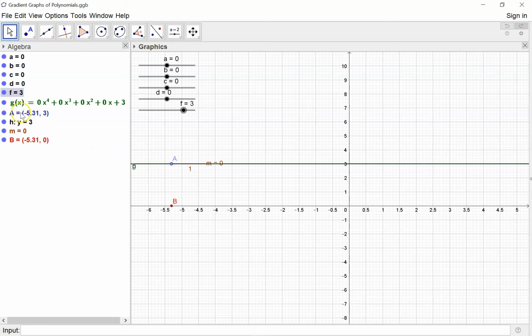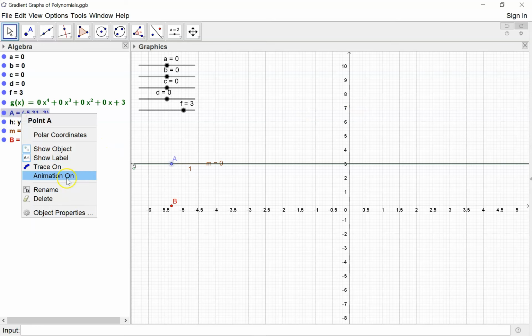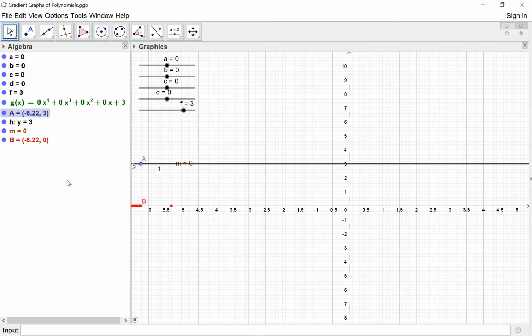So if I animate this, and we move this point along, you see, because it's a linear graph, the gradient is the same at all points. So no matter where we are on this function, as we move along here, the gradient is going to be 0. Therefore, the gradient function will be this red line here. So the gradient function for this graph is going to be 0.